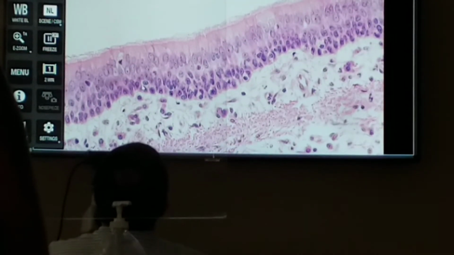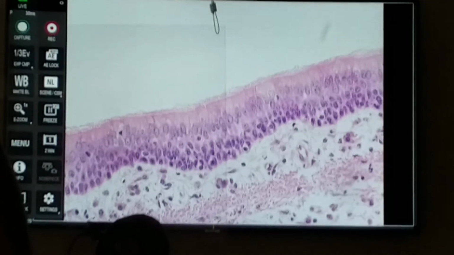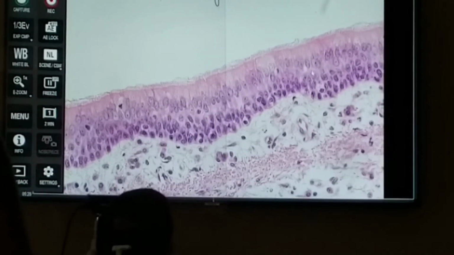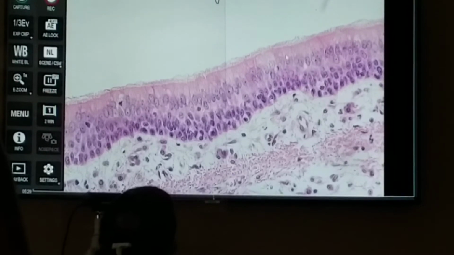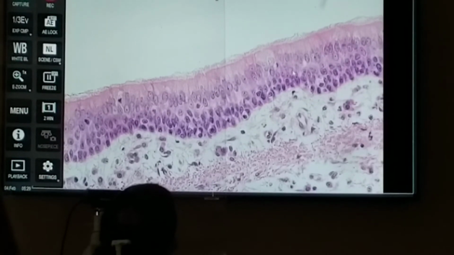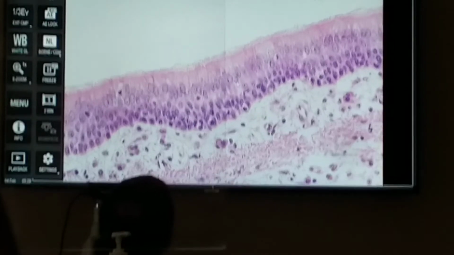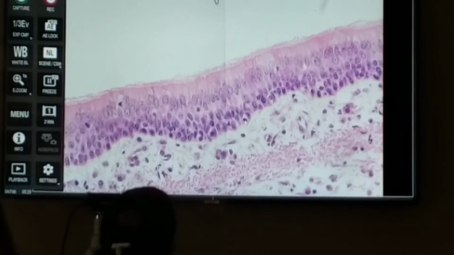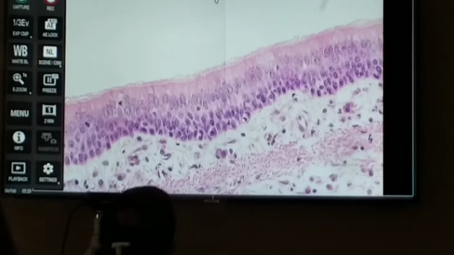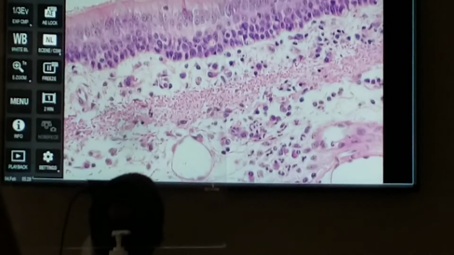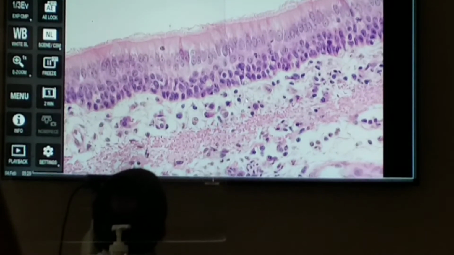Now, on light microscopy, it looks like simply a bunch of nuclei stacked upon each other. But remember, with this type of epithelium, each of these cells actually comes all the way down to the basement membrane. Here's a little basal cell here. This is probably a stem cell. There's several of those.